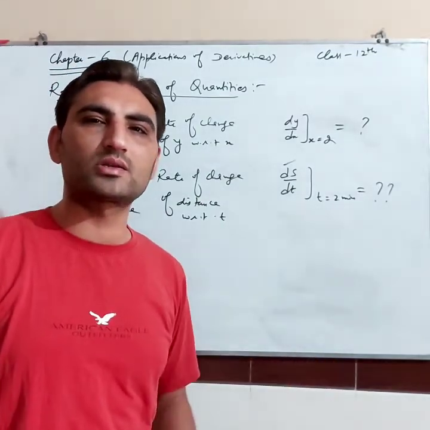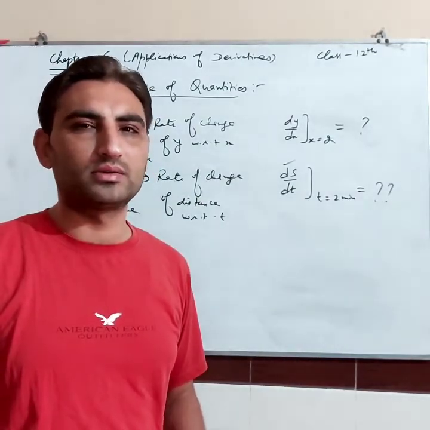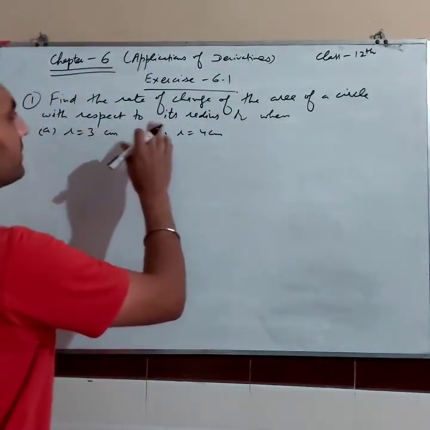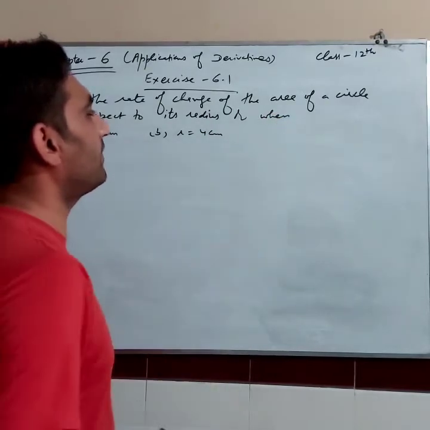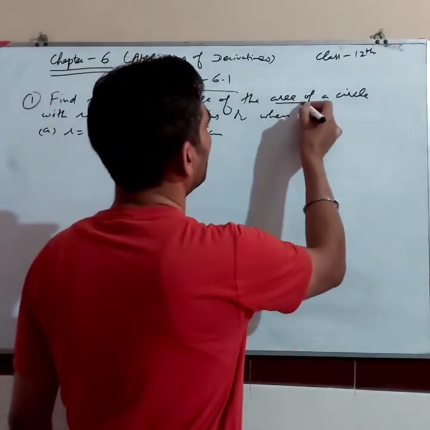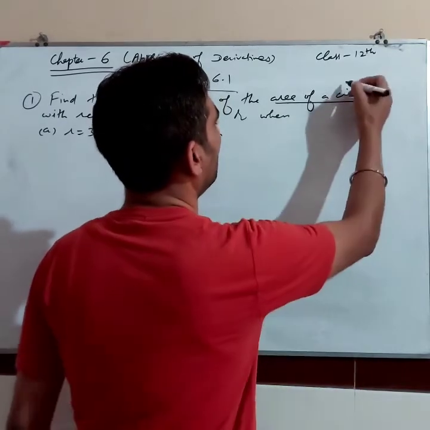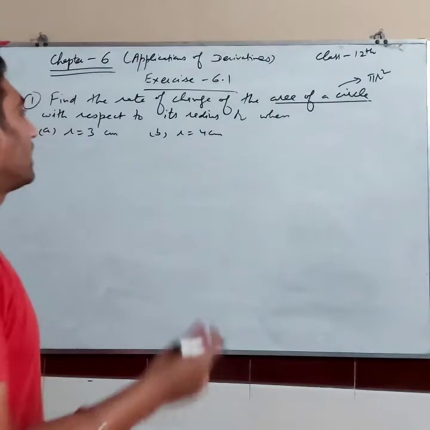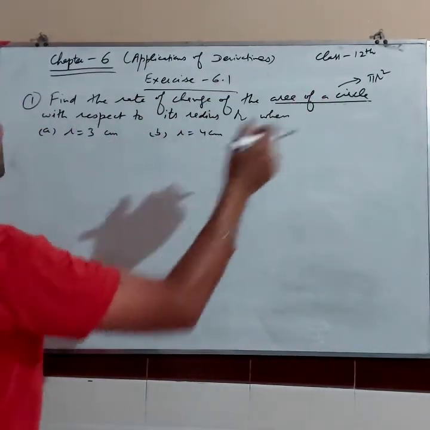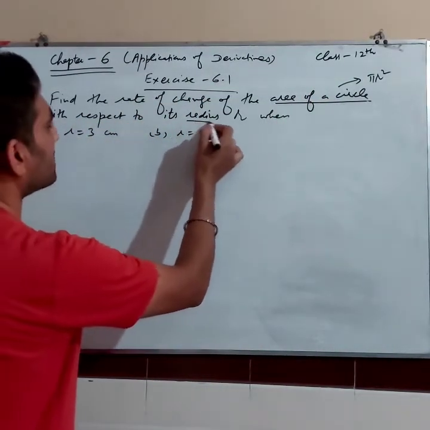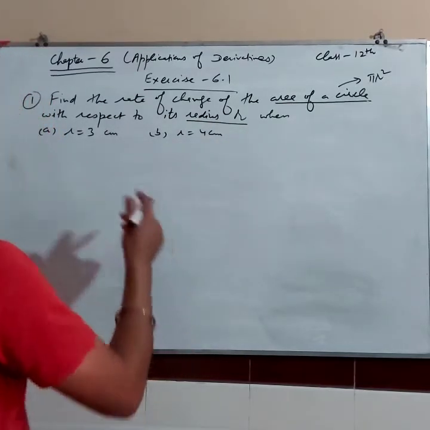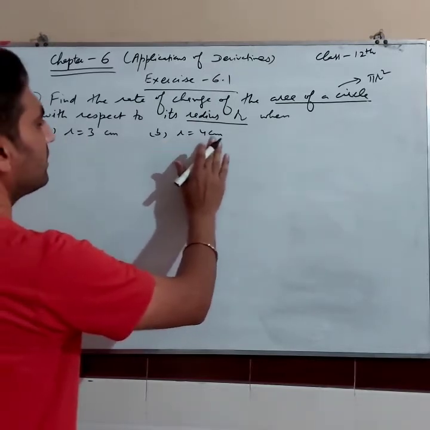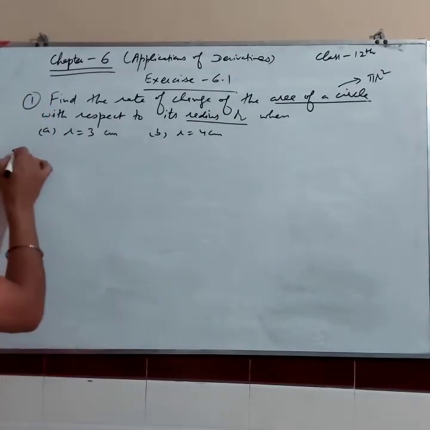Let's start our exercise 6.1 given in class 12th. Here is our question number 1. Find the rate of change of area of a circle. The very first thing, you have to find rate of change of area of circle. What is area of circle? Very easy for you, that is pi r square. Then you have to find rate of change of area of circle with respect to its radius r, when r is 3 centimeter in the first part and in the second part r is equal to 4 centimeter. Let's start its calculation.